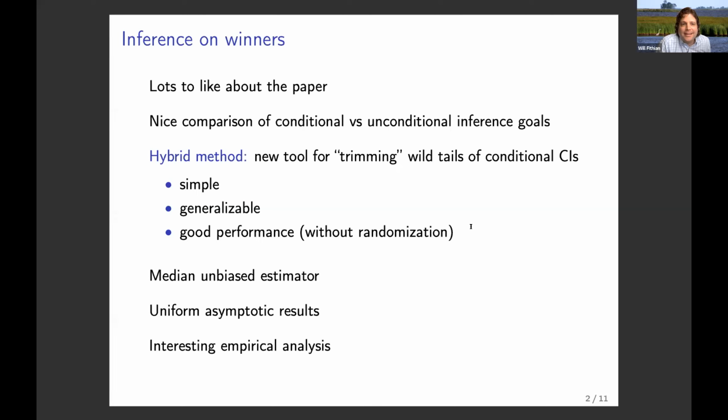I really love the hybrid method. It's simple in the best possible sense of the word. We should have thought of this a long time ago, but it's really exciting, and it kind of trims the wild tails of the conditional confidence intervals that we worry about. I'll talk a little bit more about that later. I like the median unbiased estimator. There's also the uniform asymptotic results that are difficult to get for the purely conditional approach.